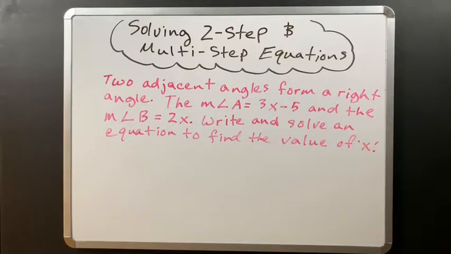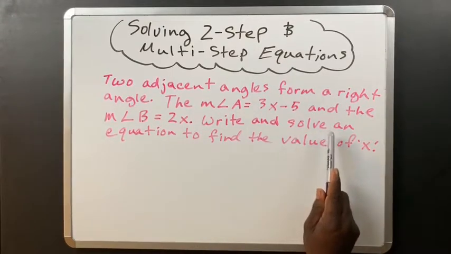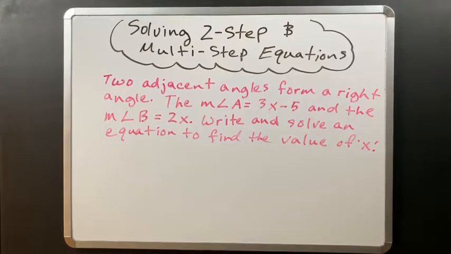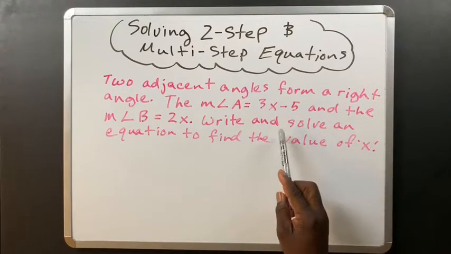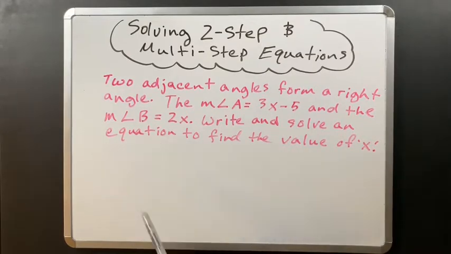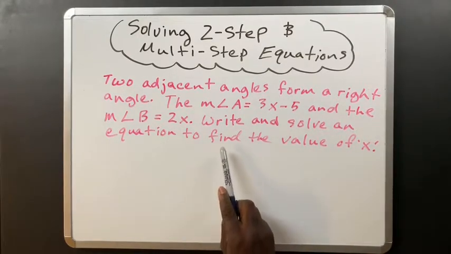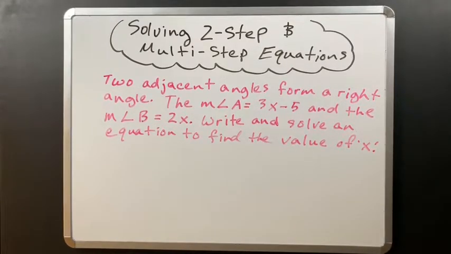So let's go ahead and read the problem. Says we have two adjacent angles that form a right angle. The measure of angle A equals 3 times x minus 5, and the measure of angle B equals 2 times x. Write and solve an equation to find the value of x.